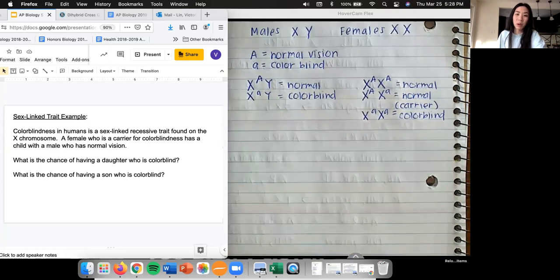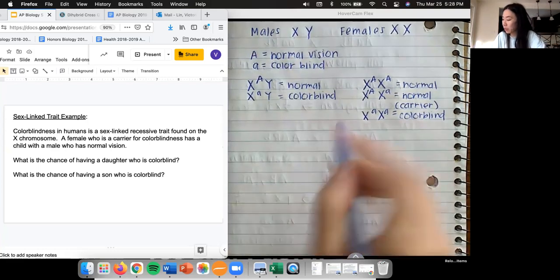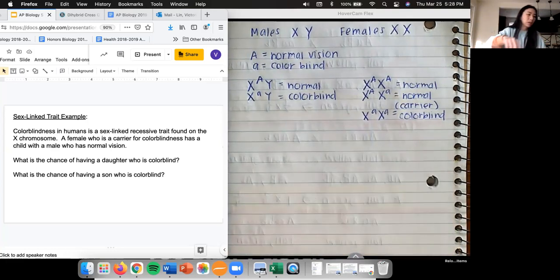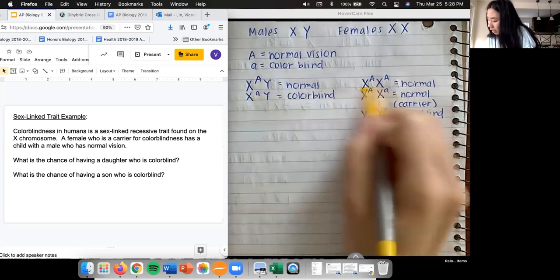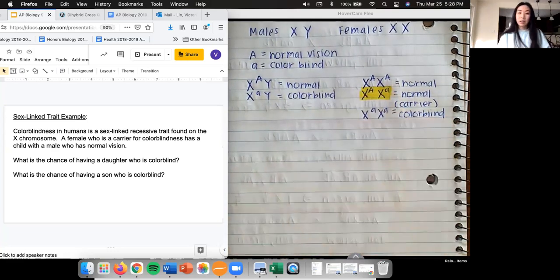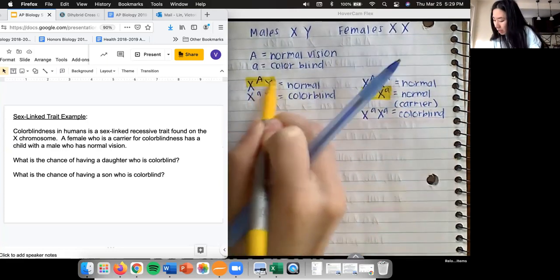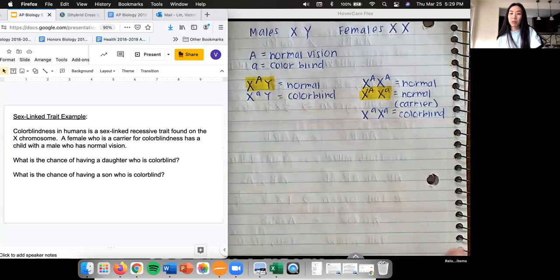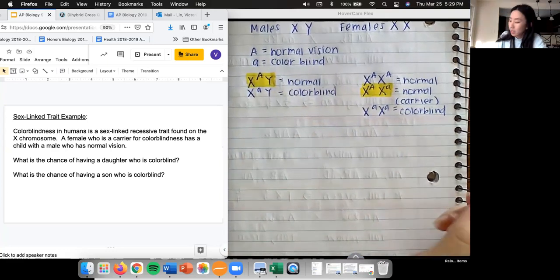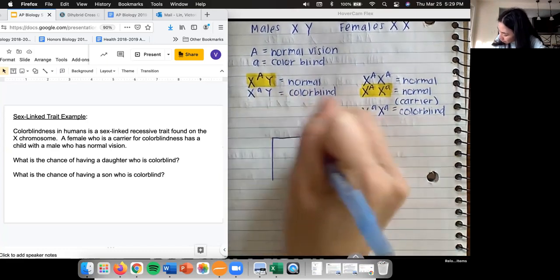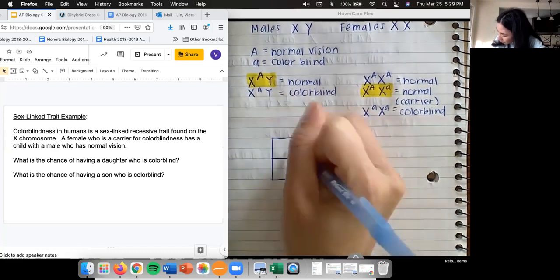All right, so going back to this question. It says a female is a carrier. Okay, so the female carrier is going to be this genotype. Okay, so she's a carrier. And then the male has normal vision. So the male would be X big A Y. So those two, the ones I highlighted, are going to be our parents. You set up your Punnett square.